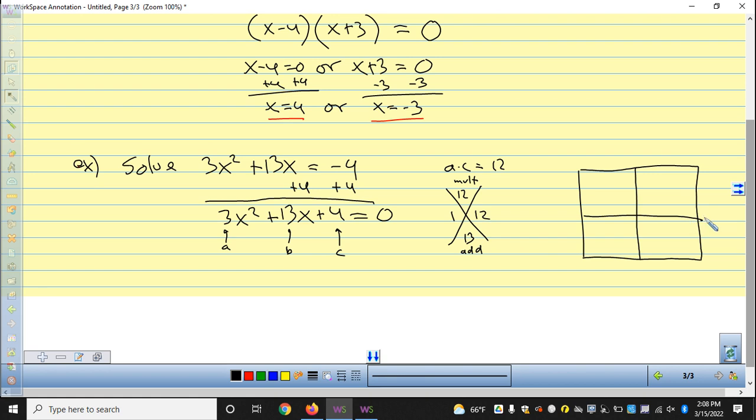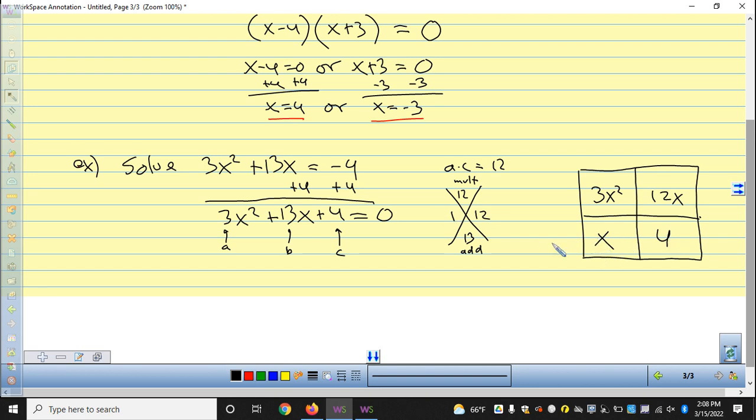And if you're not sure, you can always just start listing the factors of 12. 12 is 1 times 12, 2 times 6, 3 times 4, etc. And look for the ones that work the way you want it to. All right, so we have 3x squared. Here we have 4. We have a factor and x, a factor and x, 1 times x.